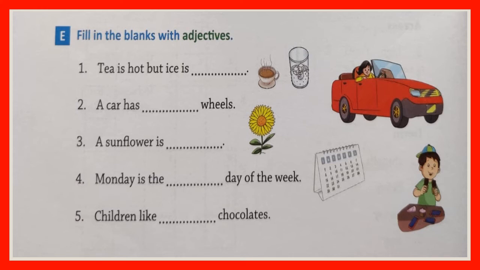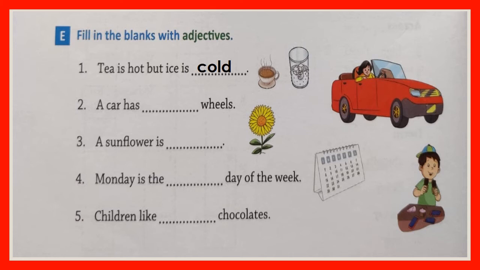Exercise E. Fill in the blanks with adjectives. Now look at the picture, children. We will take the help of the pictures. Let's do number 1. Tea is hot, but ice is... Look at the picture. Now tell me, ice is cold. Yes, so right, cold.